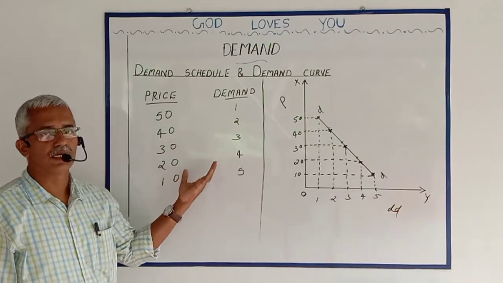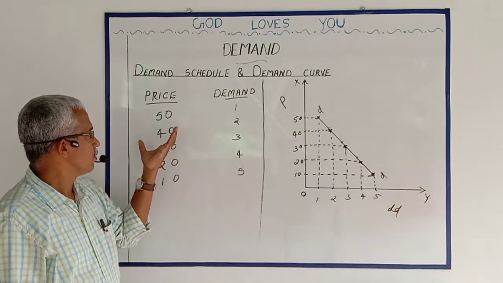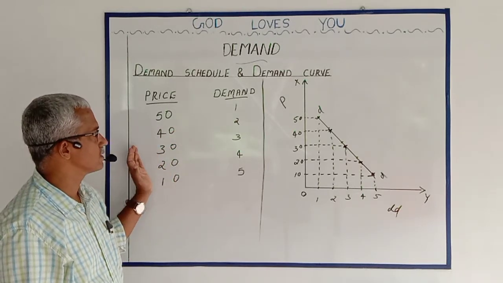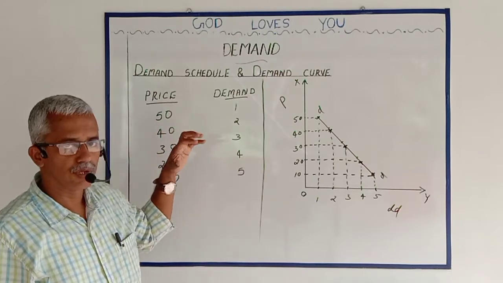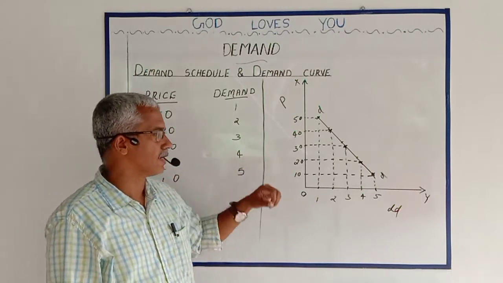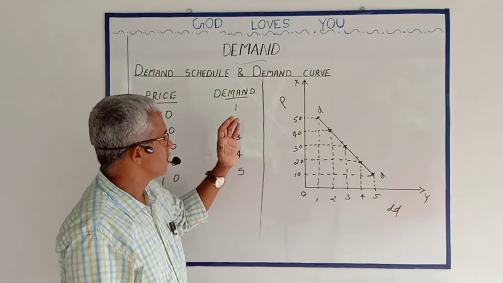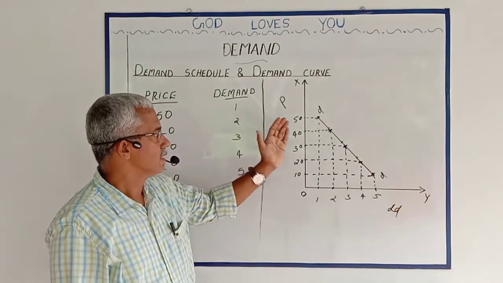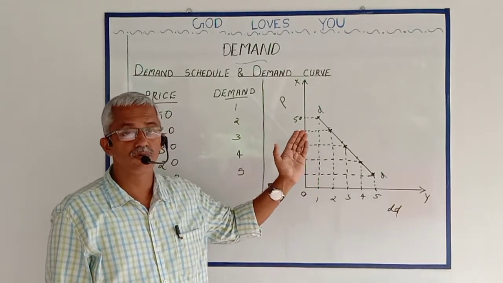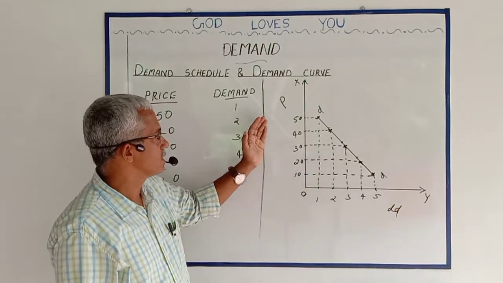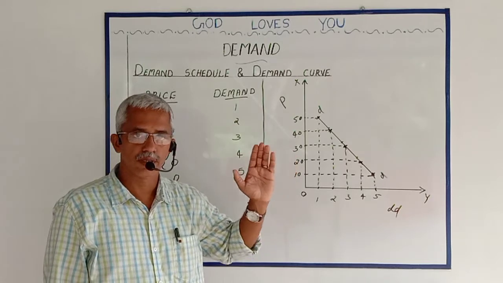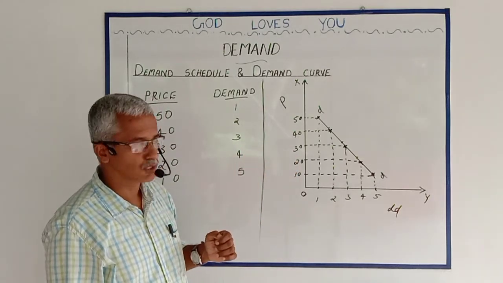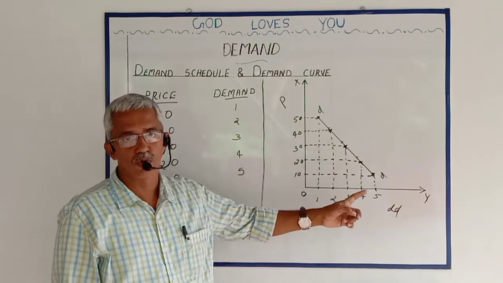Demand schedule is a table which represents the various quantities of a commodity demanded at various prices. When we draw these values on graph paper, we get the demand curve. When we draw a demand curve on the basis of these values, we get a downward sloping straight line, that is, negatively related. Because price and demand have an inverse or negative relationship, the demand curve slopes downward.